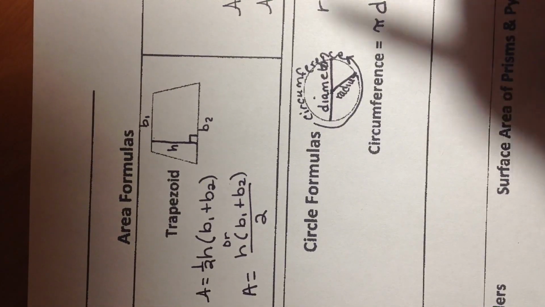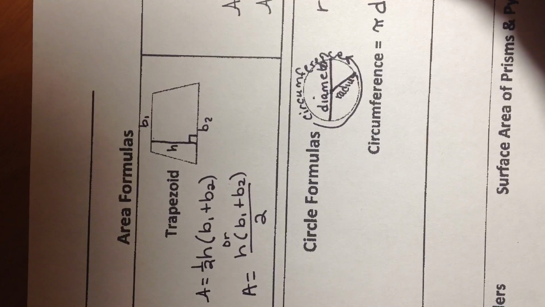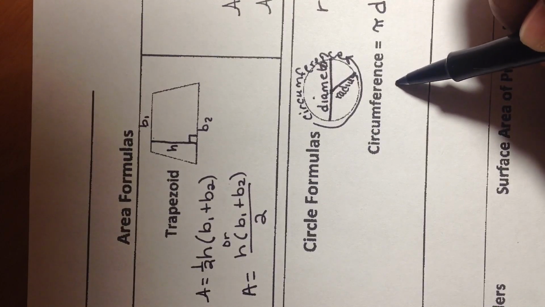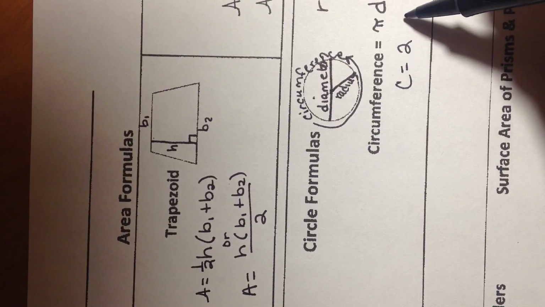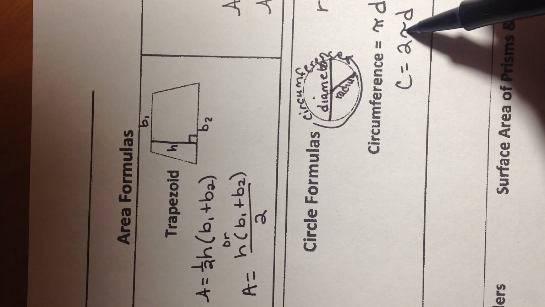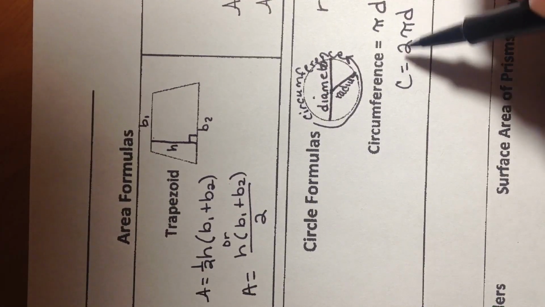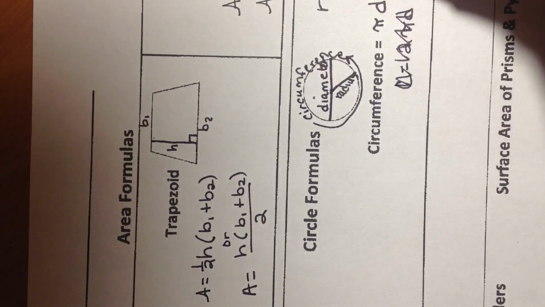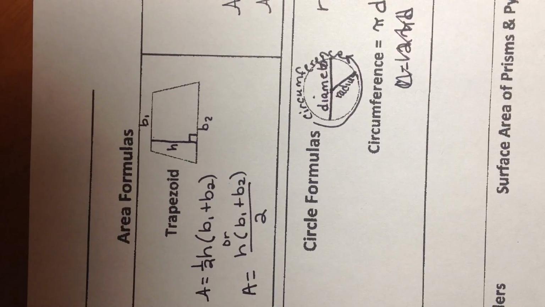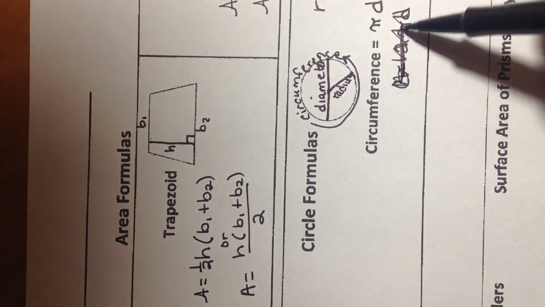Or, because I know that the diameter is 2 times the radius, I can also write it this way. Oops, I'm sorry. Not right. The circumference is equal to 2 times radius times pi. Sorry about that.